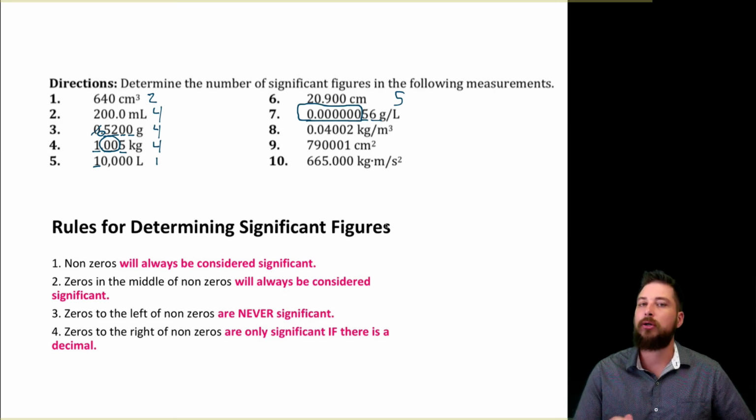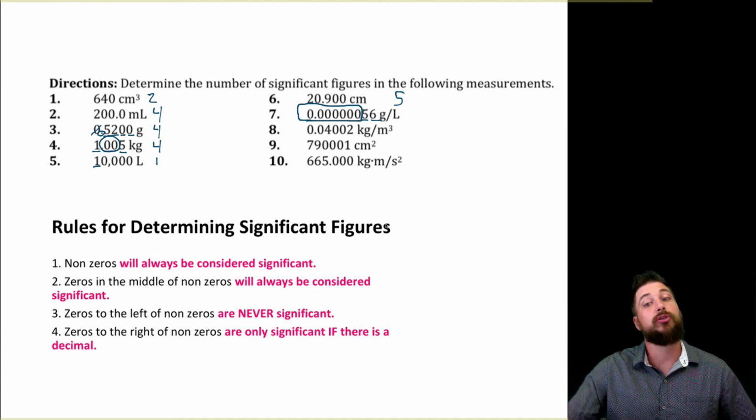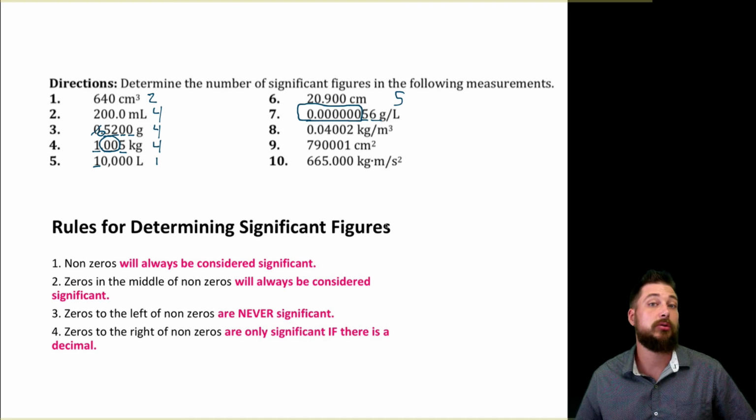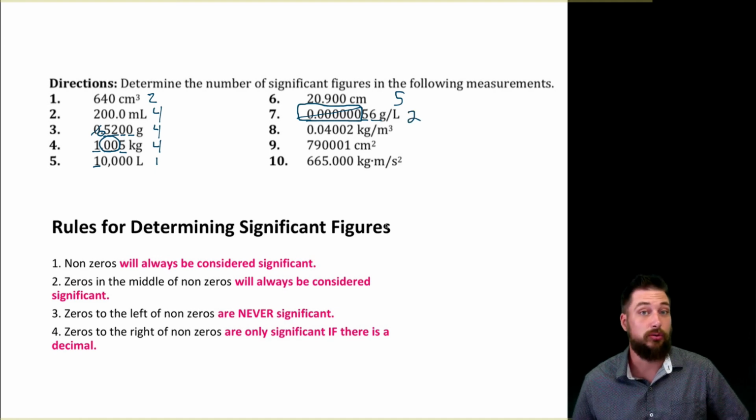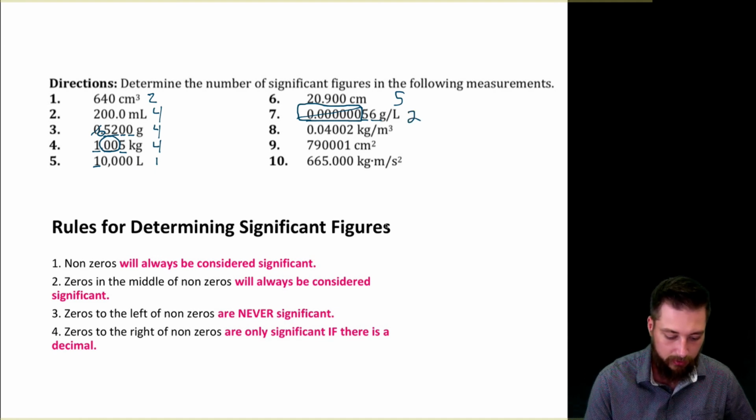It doesn't matter where the decimal is. Yes, some of them are to the right of the decimal, but it's not where they are in regards to the decimal. It's where they are in relation to the numbers. And so they are to the left of the numbers, which will never be significant. And that means that we have 2 significant digits.